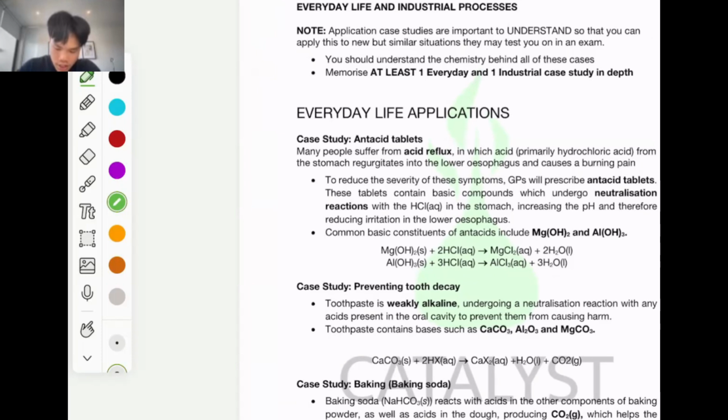Everyday applications. So my recommendation with these is you always take in an everyday application that you know very well and an industrial process that you know very well. The other cases, you should be able to understand what's going on. If you have all the cases, more than one, then great, perfect. But you only really need one to be able to rip when they ask you, explain one application of neutralization in everyday life and industrial processes. So you should have one of each.